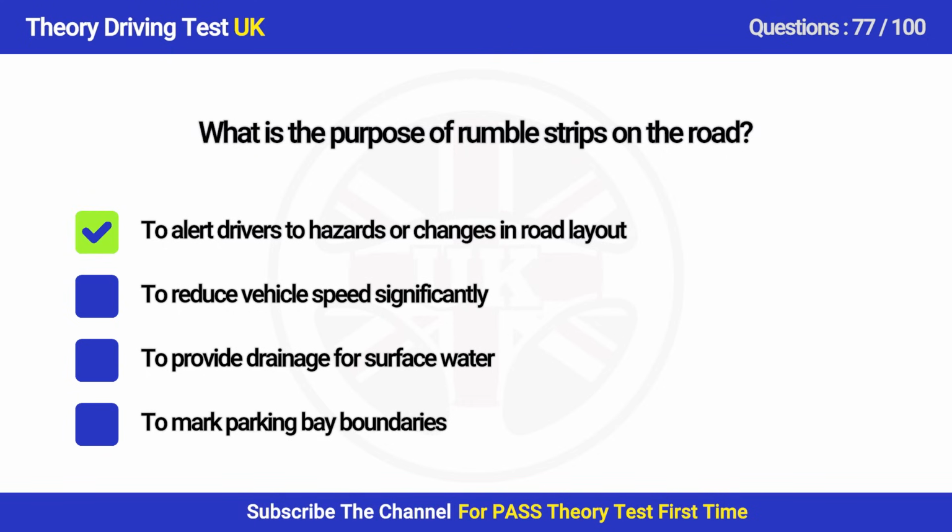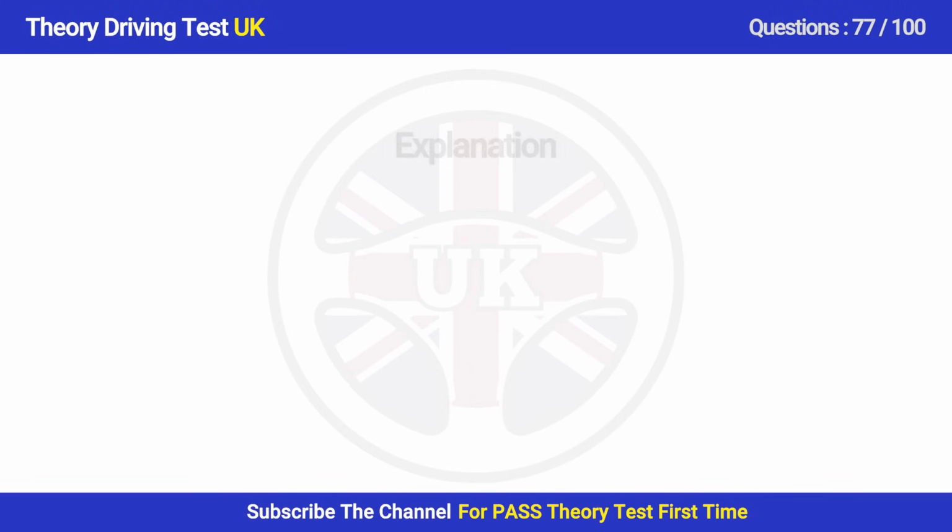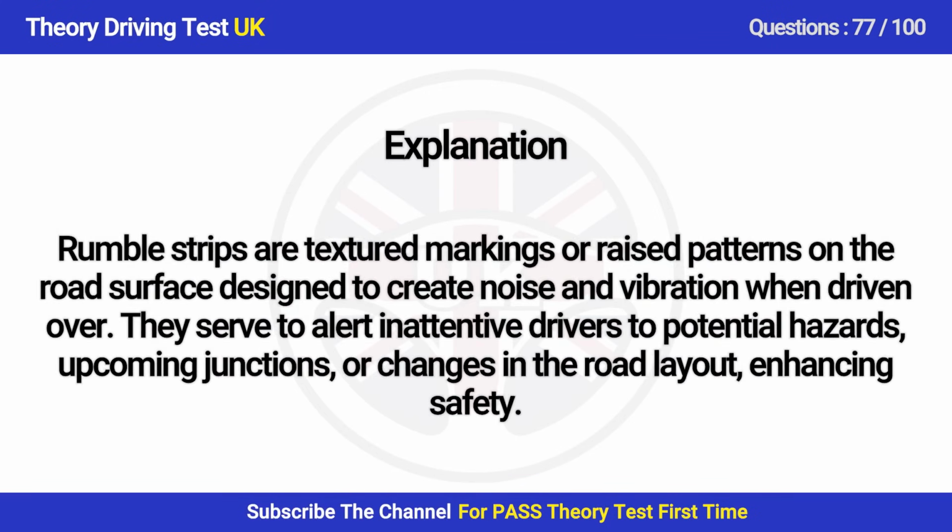Answer is A. To alert drivers to hazards or changes in road layout. Rumble strips are textured markings or raised patterns on the road surface, designed to create noise and vibration when driven over. They serve to alert inattentive drivers to potential hazards, upcoming junctions, or changes in the road layout, enhancing safety.